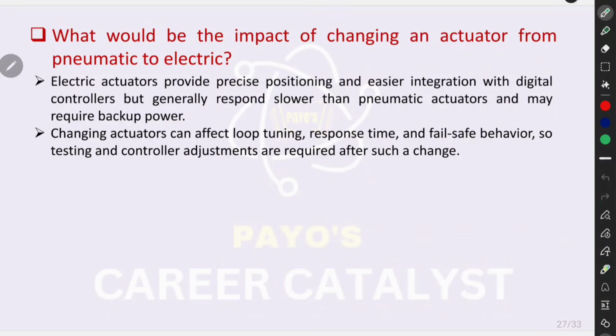What would be the impact of changing an actuator from pneumatic to electric? Electric actuators provide precise positioning and easier integration with digital controllers, but generally respond slower than pneumatic actuators and may require backup power. Changing actuators can affect loop tuning, response time, and fail-safe behavior. So, testing and controller adjustments are required after such a change.